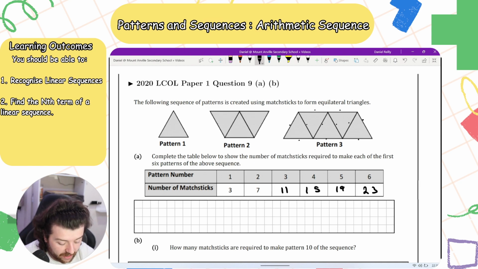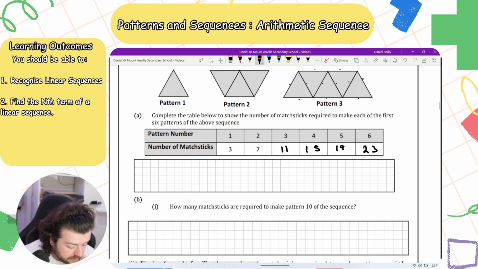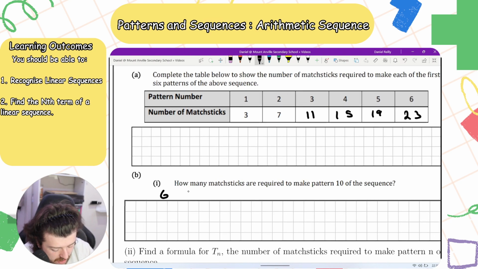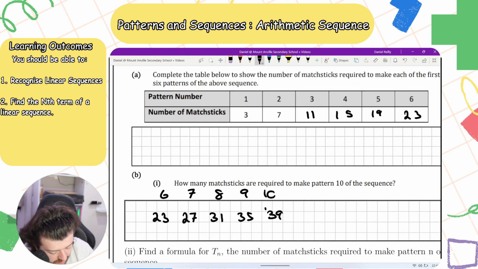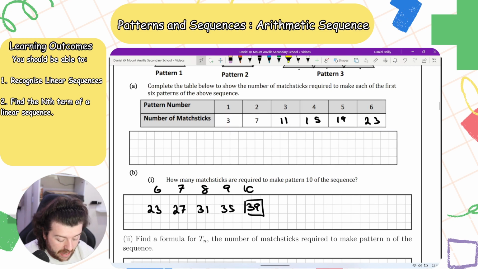So it's going up in 4s. How many matchsticks are required to make pattern 10 of the sequence? So pattern 6, 7, 8, 9, 10. So 23, 27, 31, 35, 39. So it's going to be 39 matchsticks to make the 10th pattern.